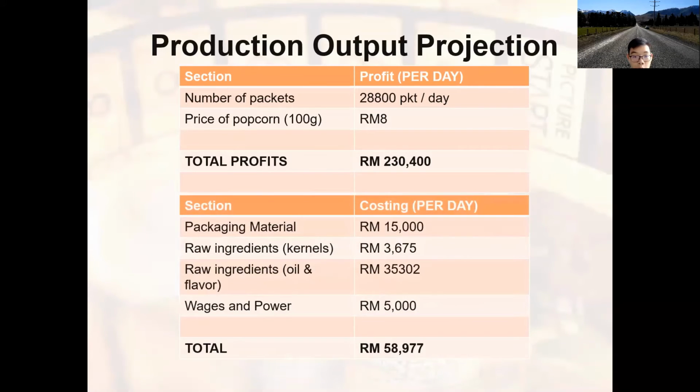As for other expenses of costing, the packaging material covers 15,000 of costing, whereby 50 cent is applied to each of the packets. The raw ingredient of kernels is 3,675 ringgit for the whole day production. Other raw ingredients include oil and flavoring such as water, cornstarch, brown sugar, etc., which is included in 35,300 ringgit, whereas the wages and power is assumed as 5,000 ringgit. Therefore, the total costing is 58,900 ringgit. And after calculations, the profit margin is up to 74.4%.